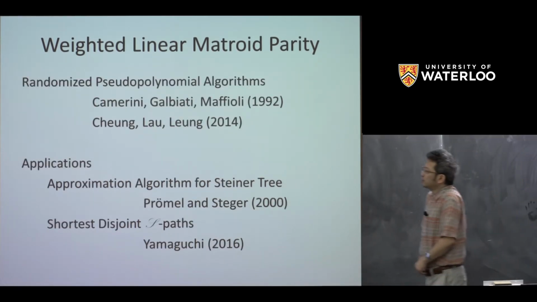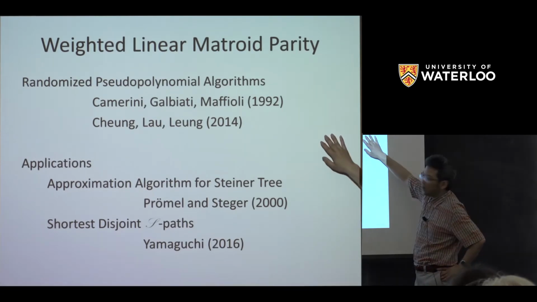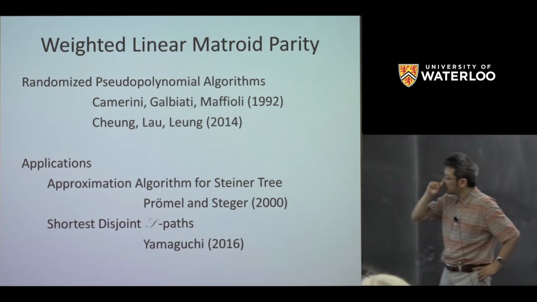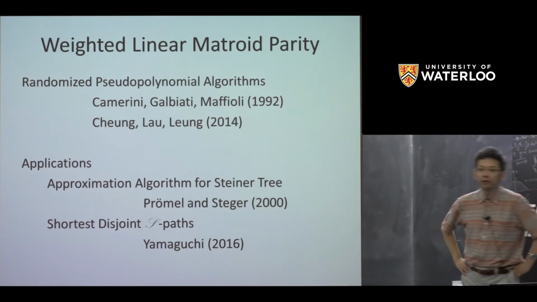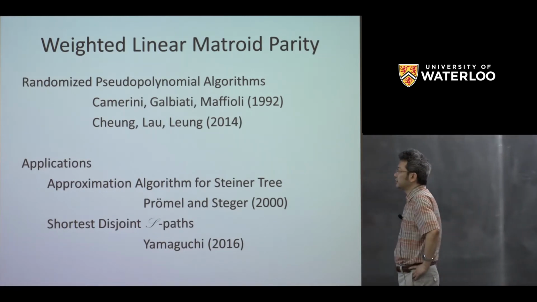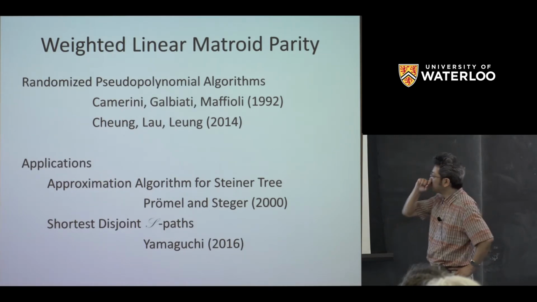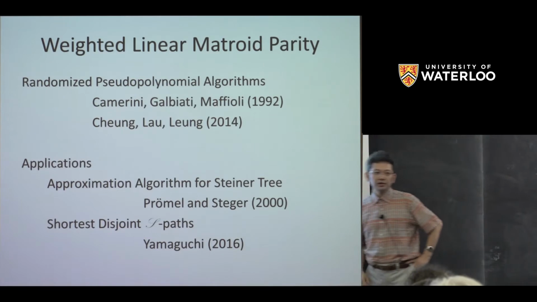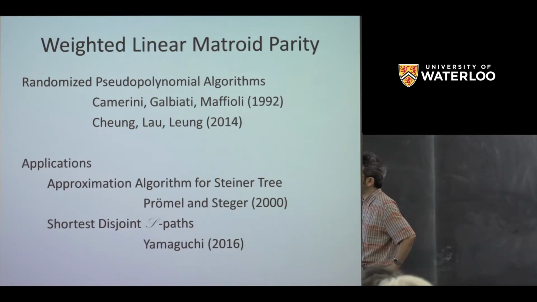And what's known about the weighted linear matroid parity problem? Actually, not so many results were known before. At the beginning of the 90s, there were randomized pseudo-polynomial algorithms by Camerini, Galbiati, and Maffioli. And Lapaugh and his former students made this faster using some techniques. But still, it was a randomized pseudo-polynomial algorithm.